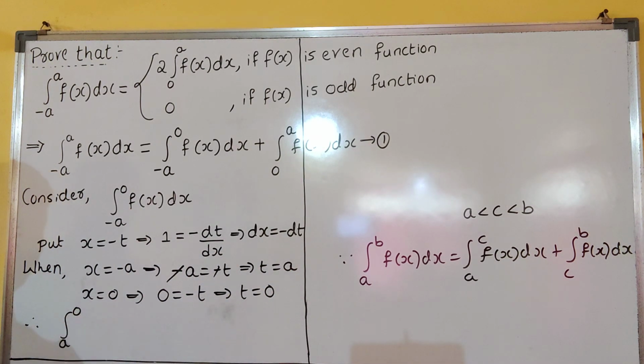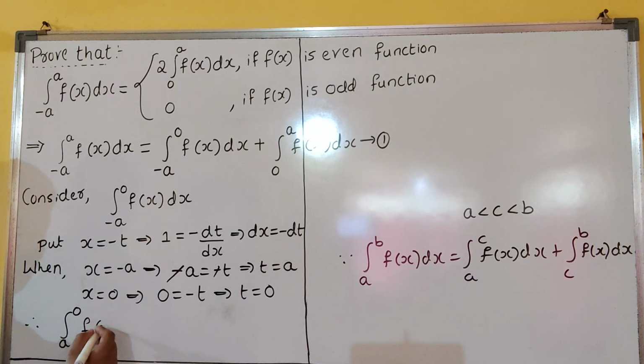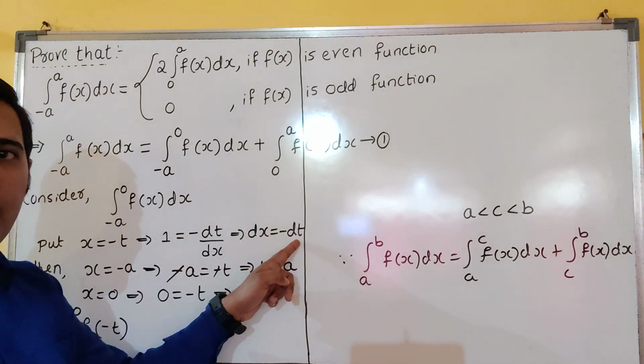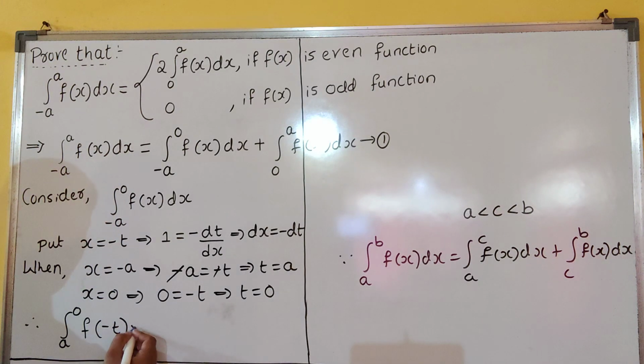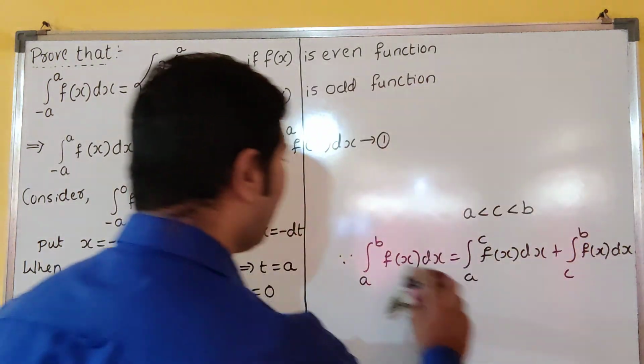No change in this. f of x value is how much? Minus t. Minus t, you write. dx value is what? dx is equal to minus dt, we got. So into minus dt, dear students. Got it? So I will erase this one. This is not required. For your understanding purpose I have written.